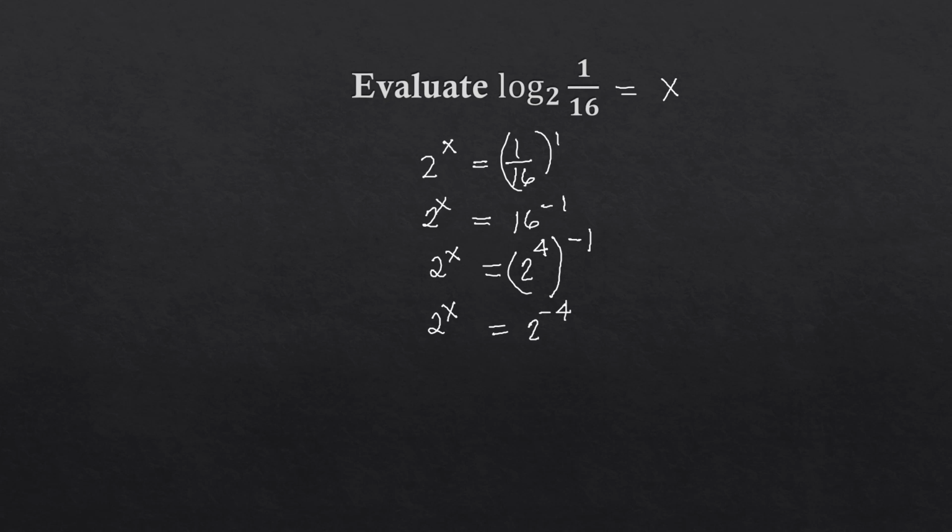And again, they now have the same base, so we have to equate the exponents. x is equal to negative 4. And then going back to the logarithmic expression there, log of 1 over 16 to the base of 2 is equal to x, which is equal to negative 4. So that will be our answer.